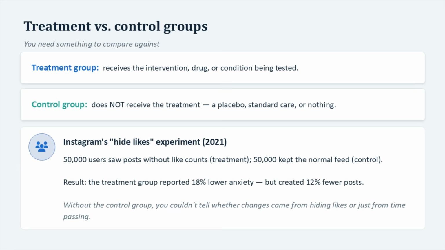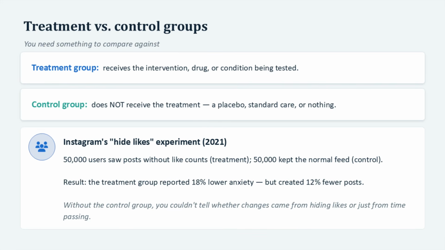Then we have the control group. The control group is the comparison group. They do not receive the new treatment. Sometimes they receive a fake treatment called a placebo. Sometimes they receive the standard option that already exists. And sometimes they receive nothing at all.